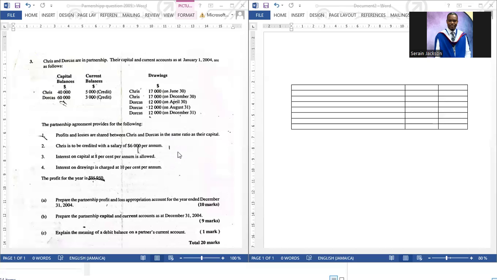Chris is to get a salary of $6,000 per annum. Interest is to be paid at 8% per annum, right? And interest is charged on drawings at 10% for the year. The net profit we are given is $95,950. We are asked to prepare the partnership appropriation account for the year ending December, and that is 10 marks. So let's jump right into that.